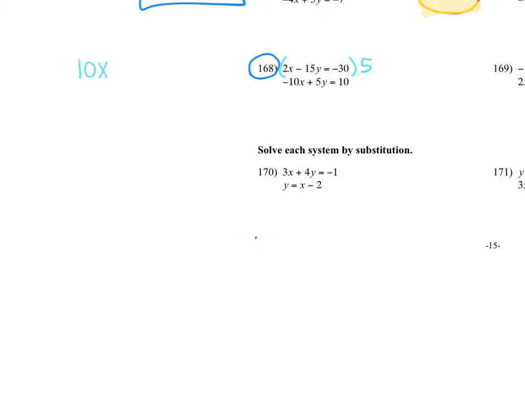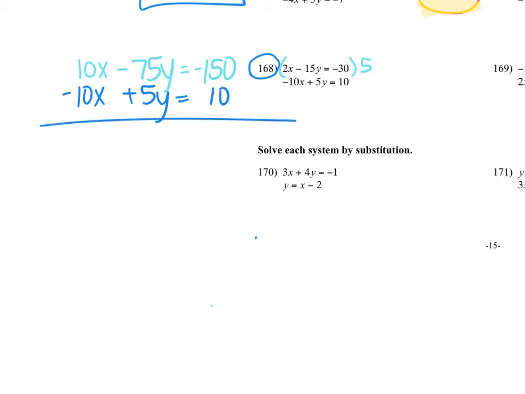minus, what would that be? 5, 6, 7, 75y equals negative 150. And the bottom would stay the same. So negative 10x plus 5y equals 10. So now I do have two variables whose integers are the same. I can cancel that. So I get negative 70y equals negative 140. And so y equals 20.